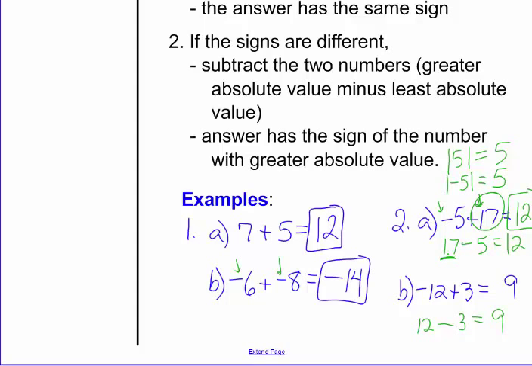And then you take the larger of the two absolute values, so 12 was larger than 3, and you use the same sign that was on that original number. So the 12 is negative, your answer is going to be negative. It's a negative 9.